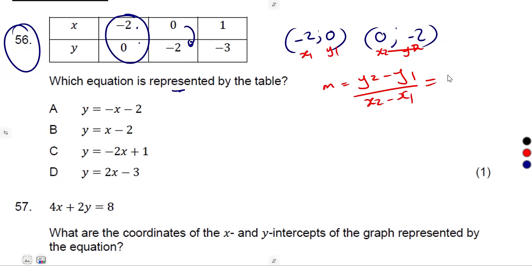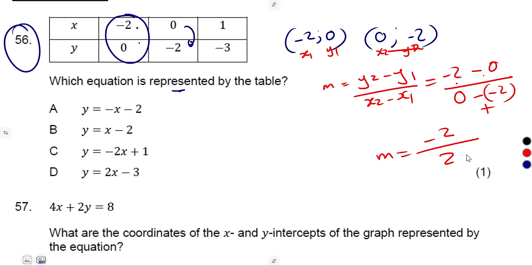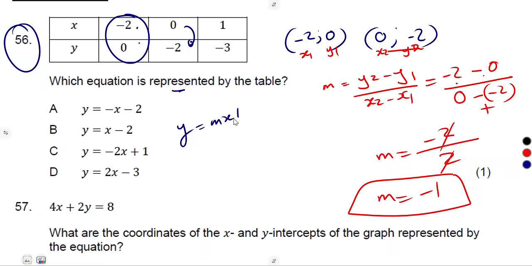So y2, that's minus 2 minus y1, which is 0, over x2, that's 0 minus x1, which is minus 2. So m is going to be minus 2 minus 0, which is minus 2, over minus minus, that's a plus, so 2. So that's minus 1 as our gradient. Y is equal to mx plus c. So m is minus 1, giving us negative x. The y-intercept c is already there from the 0, minus 2. This is our y-intercept, remember. So it is minus 2. Or you can substitute any point if you want.